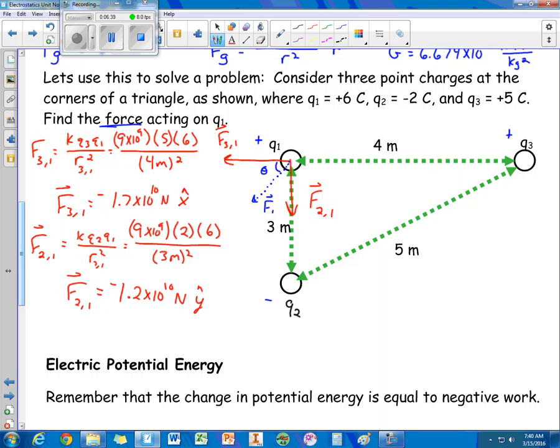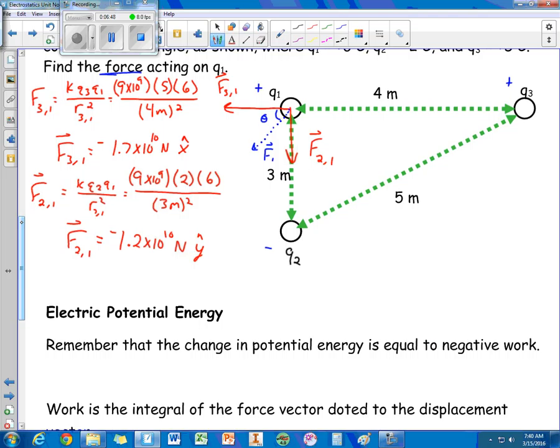So that's going to be 1.2 times 10 to the 10th newtons, and we see that it's moving in the negative y direction. So, looking at this information, I can see then that I have 1.7 times 10 to the 10th newtons in this direction. I'm just putting them head to tail.